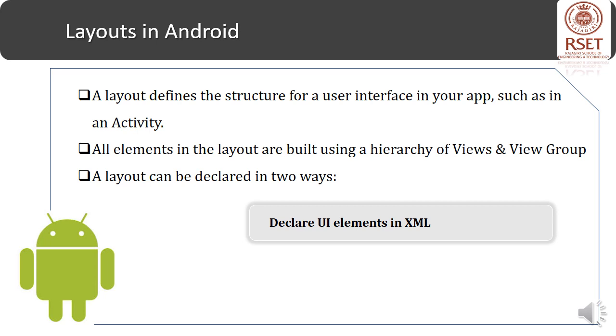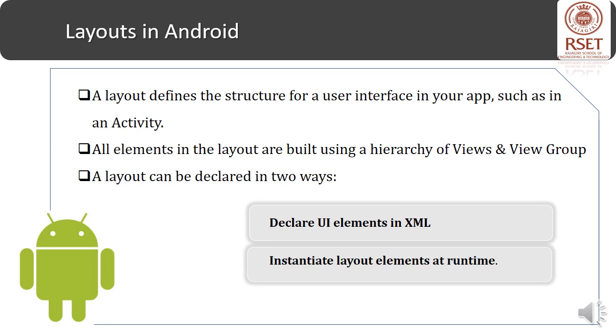Either you can use that, or you can use Android Studio layout editor to build your XML layout. Normally it's a drag and drop interface. Either you can declare your layout in that way, or you can instantiate layout elements at runtime, which means your app can create view and view group objects programmatically. That is, you can write a program or code where you decide how your layouts should be. All right.